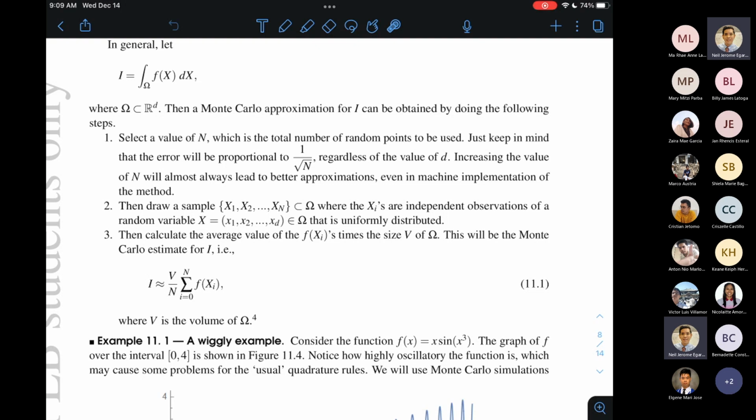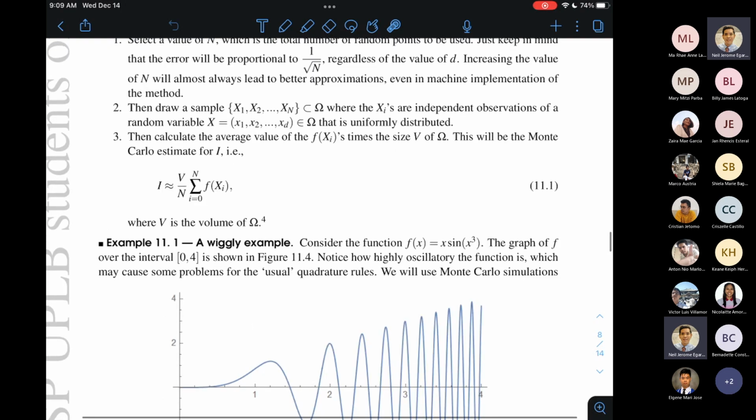Okay? Tapos, kukunin mo lang ngayon yung average nung, extend ko na to ngayon, no? Hindi na siya rectangles lamang.